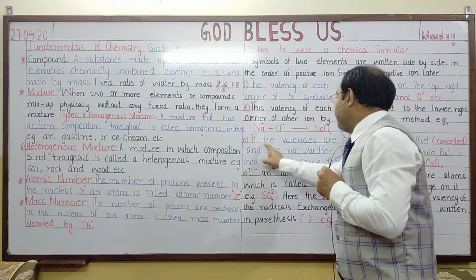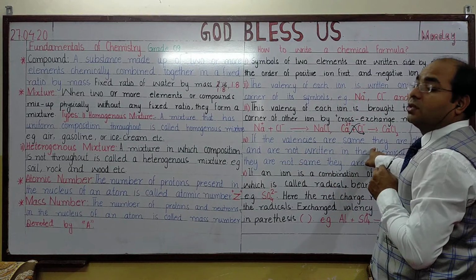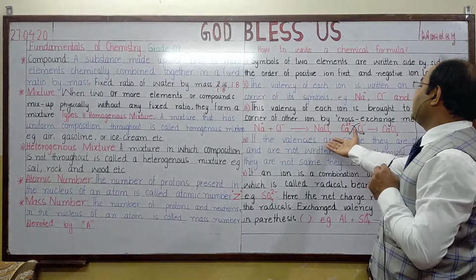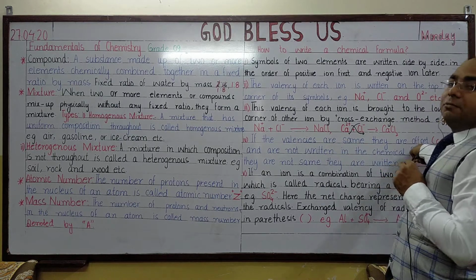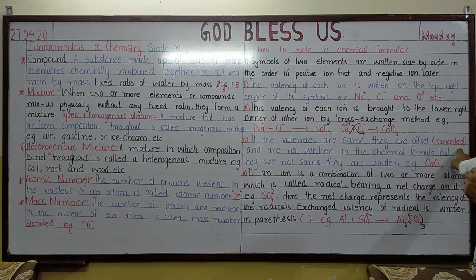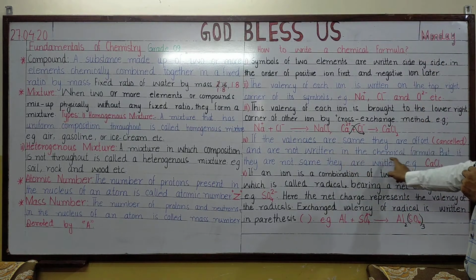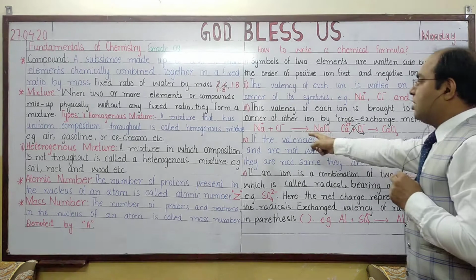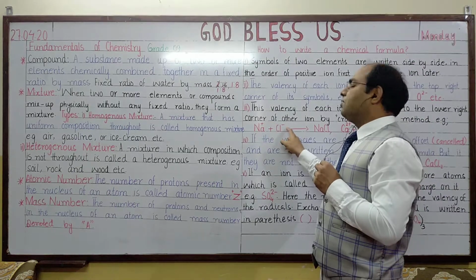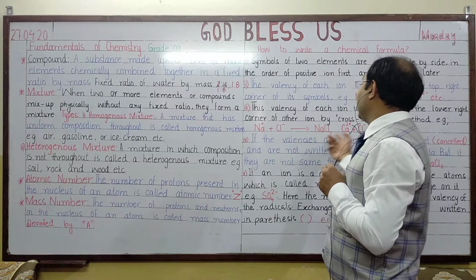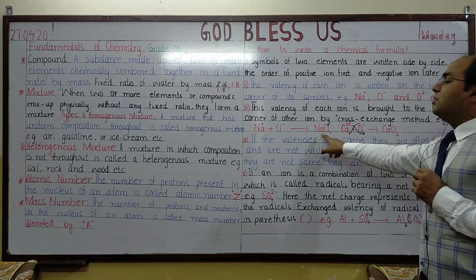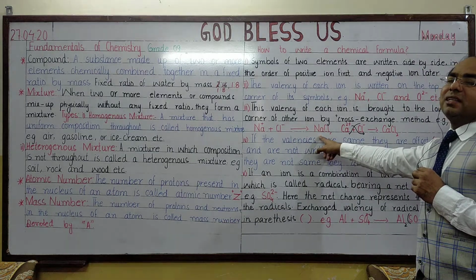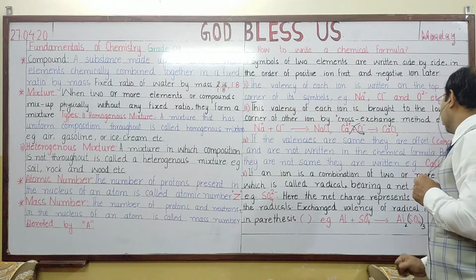Now, if the valencies are same, this is interesting. If the valencies are same, they are offset. Offset means they are cancelled and are not written in the chemical formula. Likewise here you see the valency of sodium is 1 plus, the valency of chloride is -1. So that means they are cancelled, they are offset. So when you write a chemical formula as NaCl, no valency is written because they were same, they are cancelled.